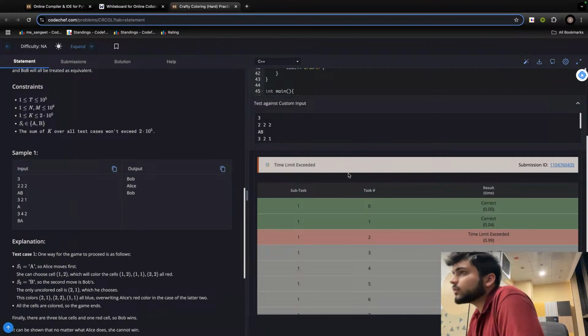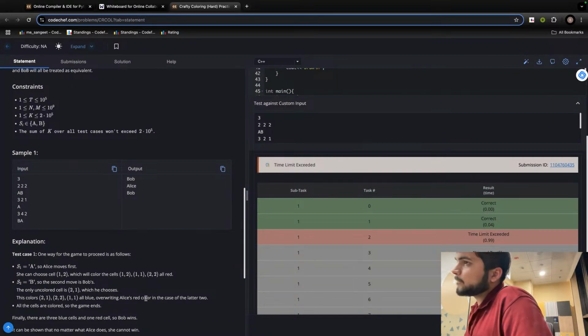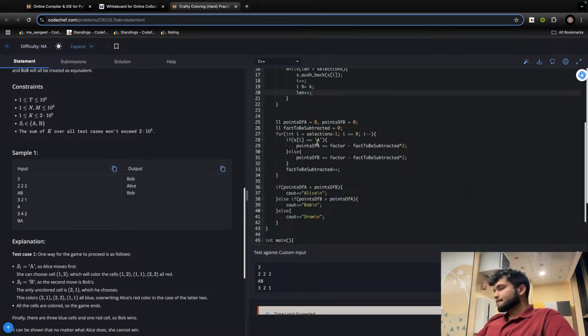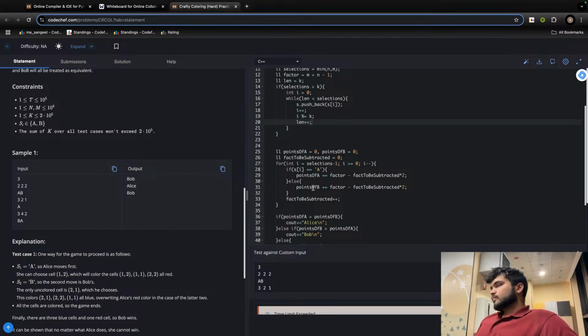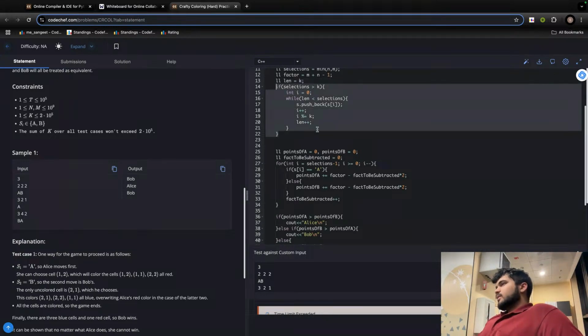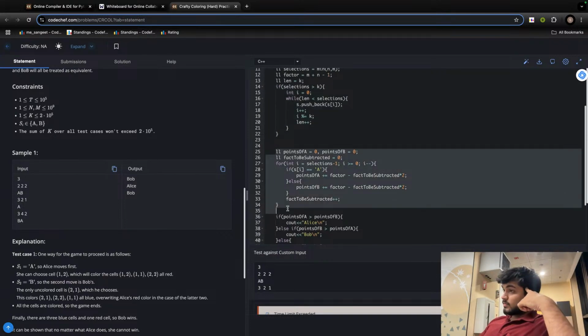Okay. Clearly we need some optimization. One optimization we can do here, but that should not be the case. There must be some optimization that is possible here.